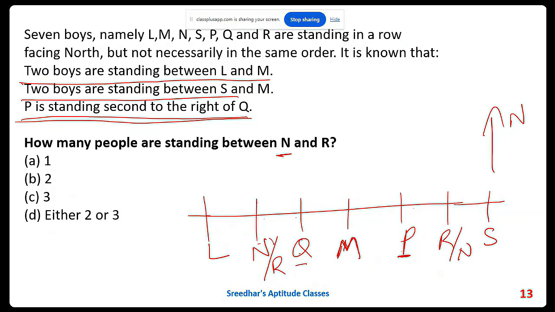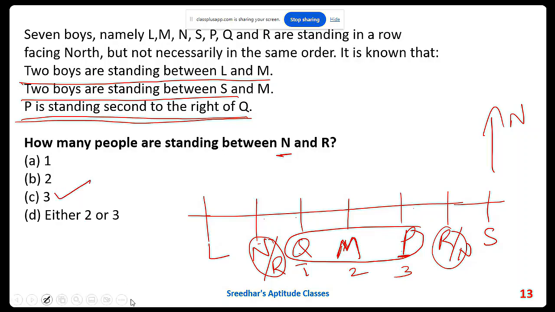Now the question is, how many people are sitting between N and R? Here is N, here is R. So between N and R, there are three people: 1, 2, 3. Q, M, P. These are the three people between N and R. Answer option C. I hope you understood Kavya, Lokesh, and Sai Vinay. Thank you. Moving to the next question.